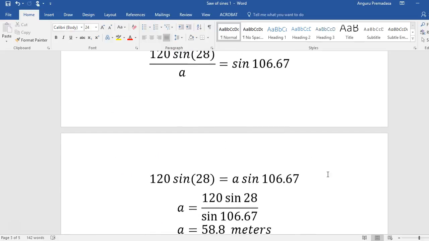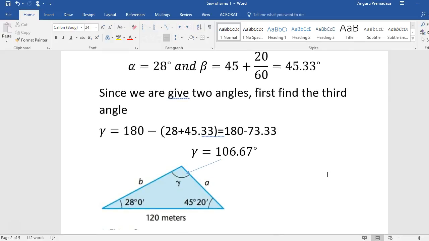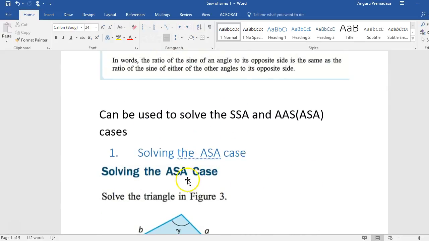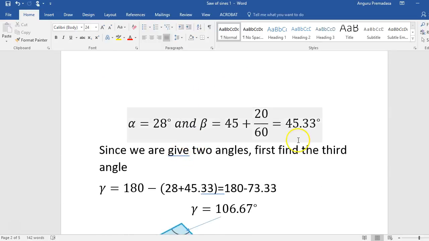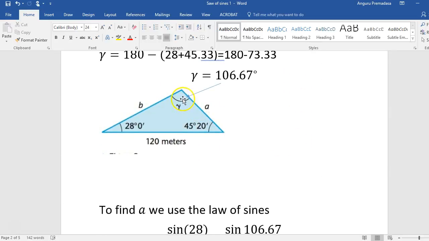So once again, what we did was we were dealing with the ASA case, when we know two angles and one side. In that case, the easiest thing is to find the third angle first. We found the third angle, and once we found it, we use the known ratio, because then we know this ratio, to find the other two sides, A and B.